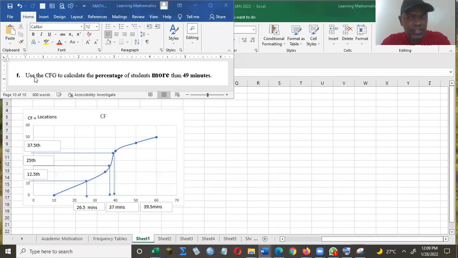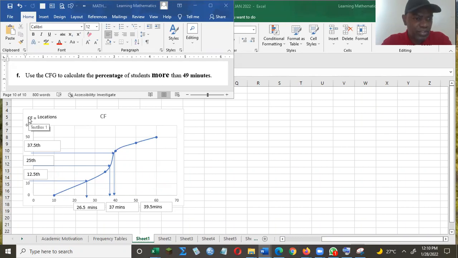Yes, so this question is saying use the cumulative frequency graph to calculate the percentage of students more than 49 minutes. And we have to use this graph to do that. Now on the vertical axis you have locations, and on the horizontal axis you have time in minutes. But if you look at the vertical axis, it's not locations alone that are there. There is cumulative frequency, number of athletes. So always bear that in mind.